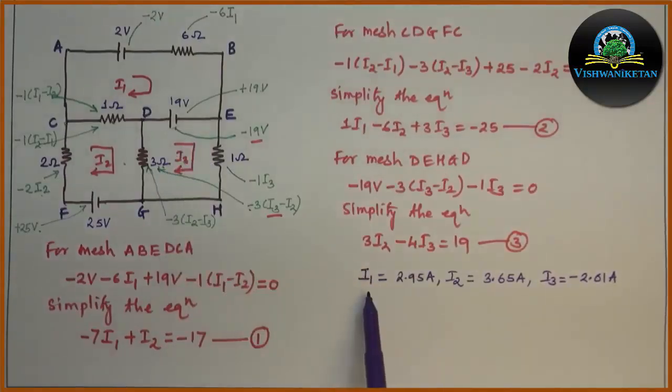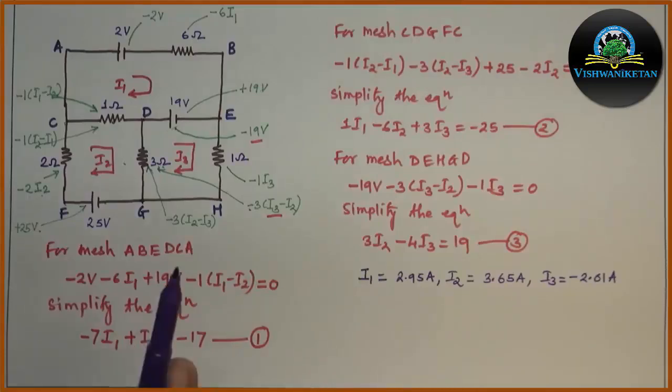Hence, we have found the values of I1, I2 and I3 by applying mesh analysis to the given circuit.